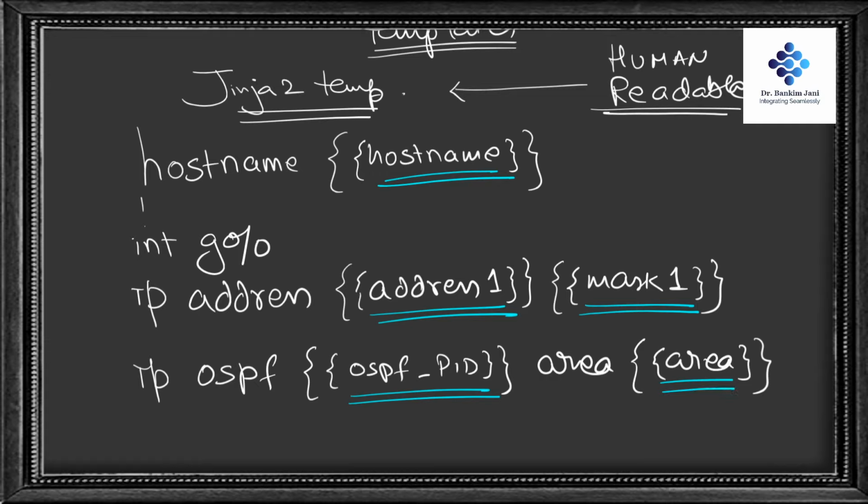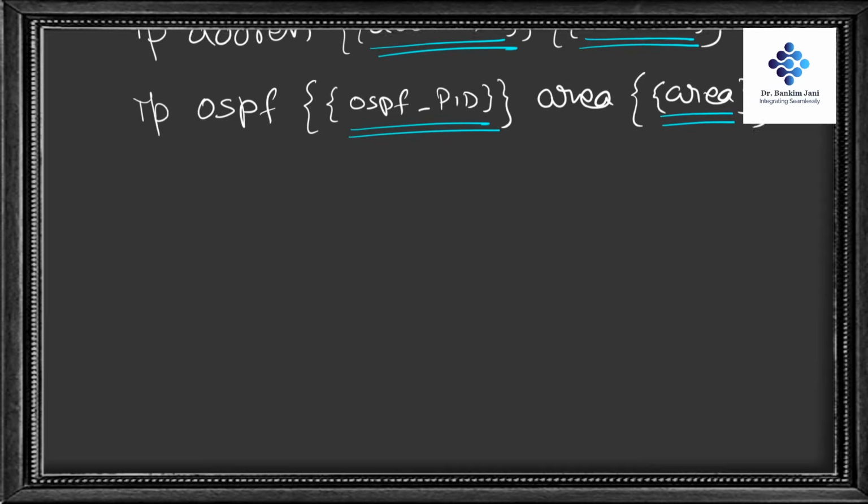All these things are nothing but variables. They are variables. And now we make a variable file. So this is a YAML variable file.